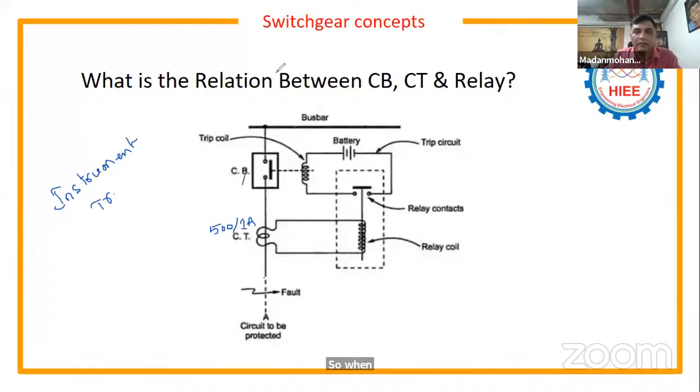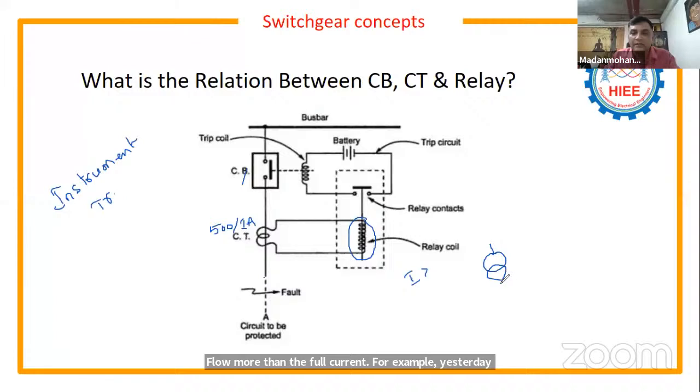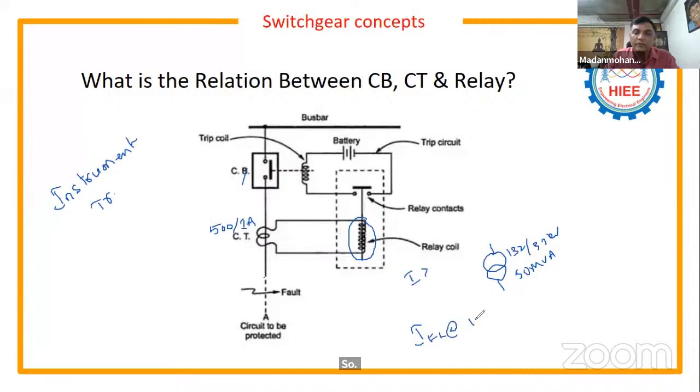When everything is going normal, obviously when 500 amps is flowing in the primary, the CT will give you 1 amp in the secondary. Then obviously the relay will not operate. So when will the relay operate? If the current is going to flow more than the full load current. For example, yesterday we discussed a 132/33 kV transformer, 50 MVA. So what is the full load current at the 132 kV side? Can anybody tell me?